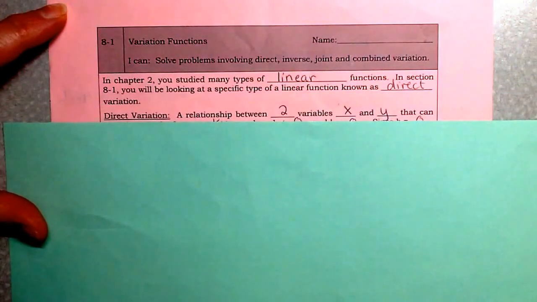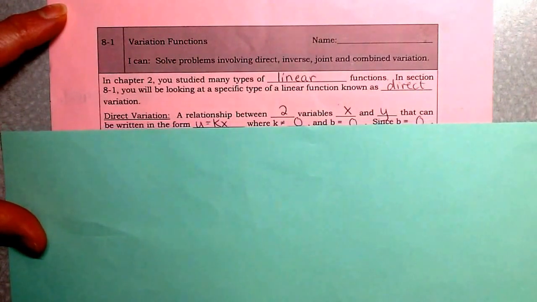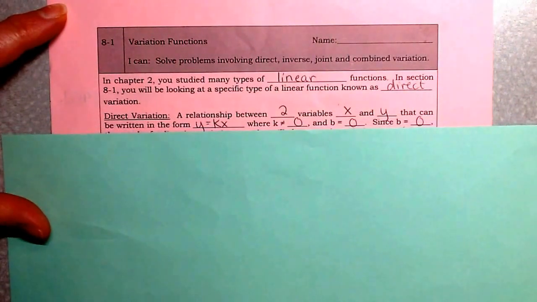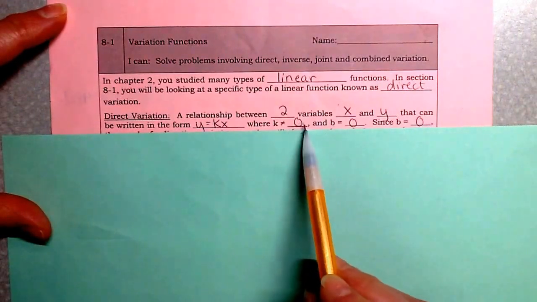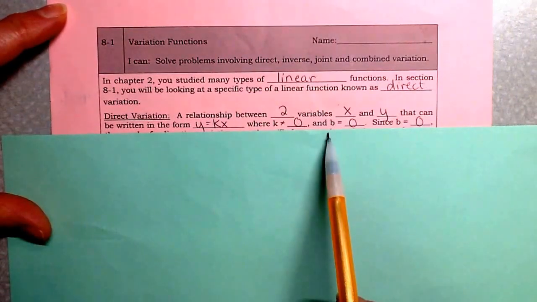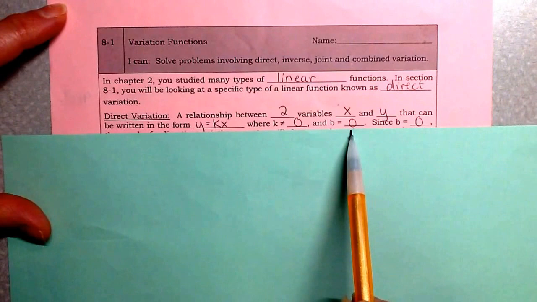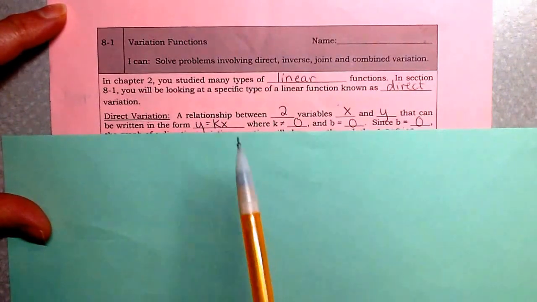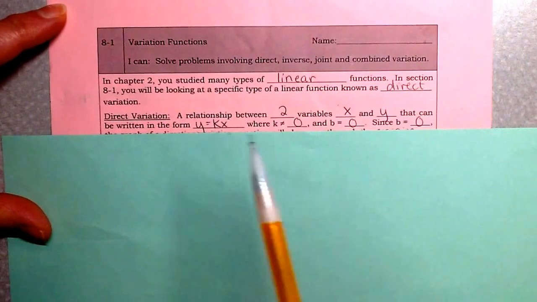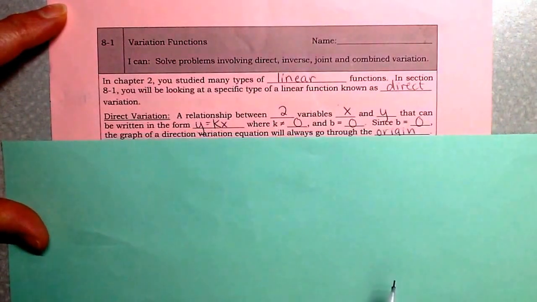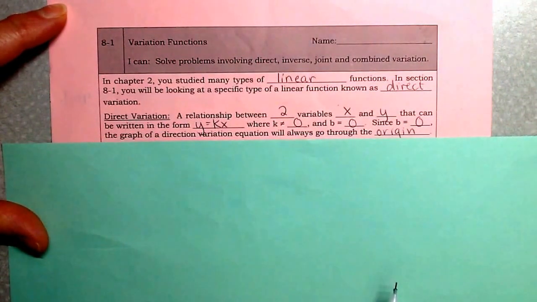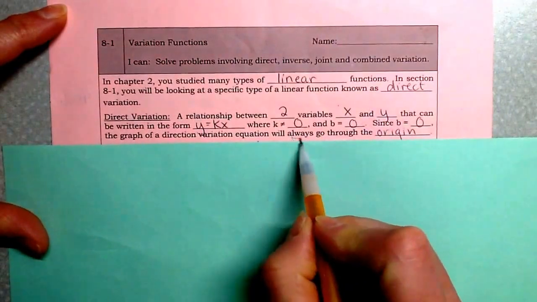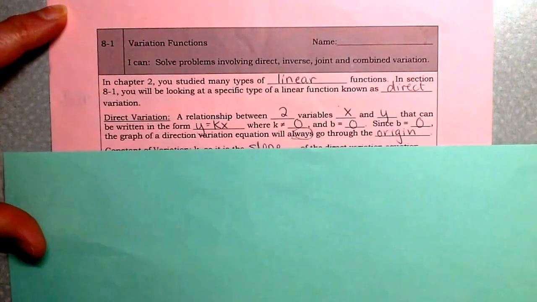Now, direct variation is a relationship between two variables, x and y, that can be written in the form y equals kx. Now, k cannot equal 0, and b cannot equal 0. If k equals 0, it takes away the x, and then it would just be y equals 0. Since b equals 0, the graph of a direct variation equation will always go through the origin.